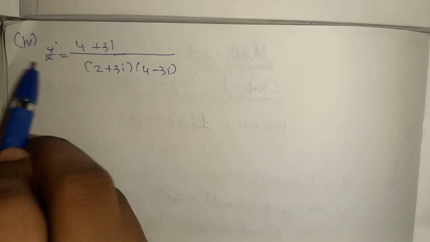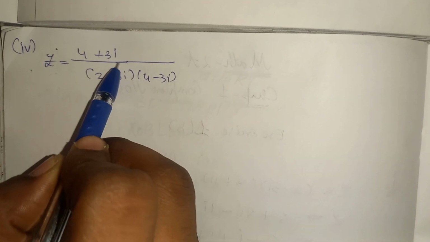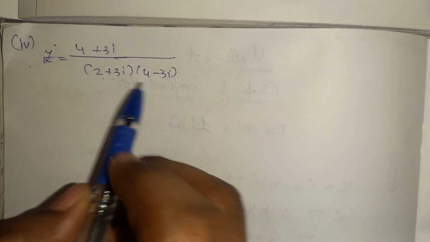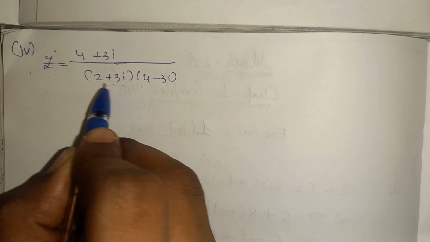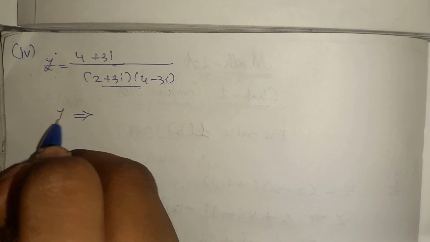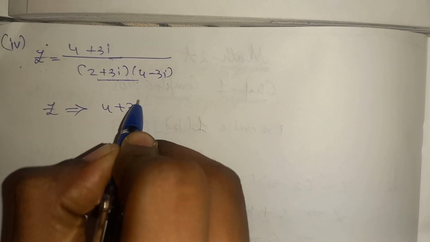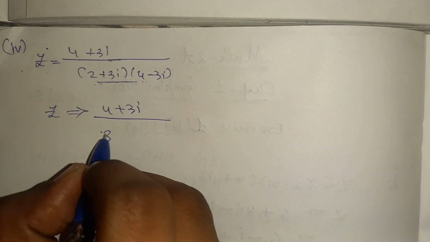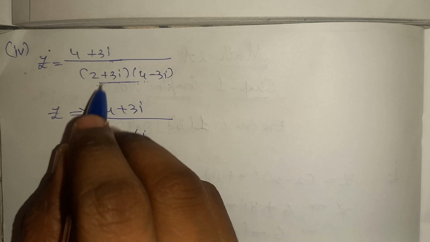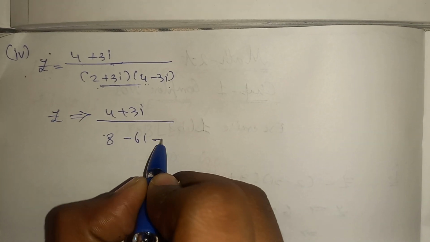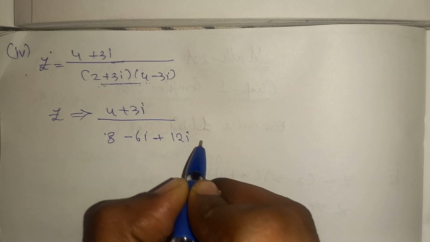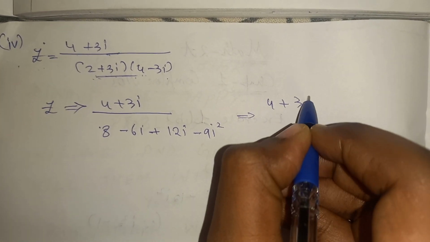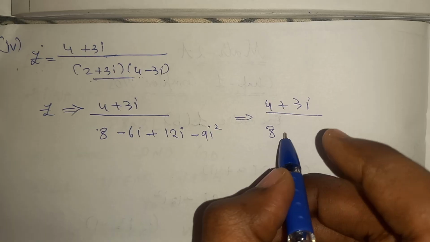Now fourth question, given z is equals to (4 plus 3i) divided by (2 plus 3i) into (4 minus 3i). First what we will do is, we will simplify this denominator. So z is equals to 4 plus 3i as it is in the numerator. In denominator we get 4 into 2 is 8, minus 6i plus 12i minus 9i square, which is equals to (4 plus 3i) by 8.